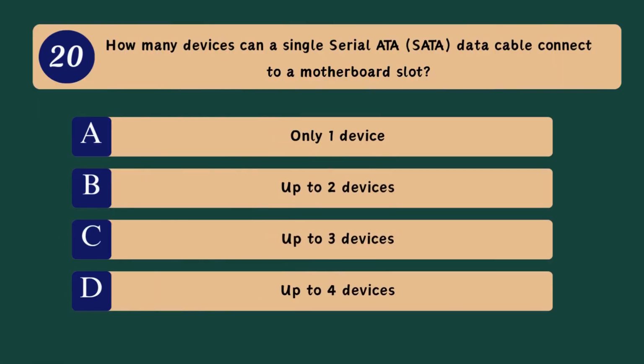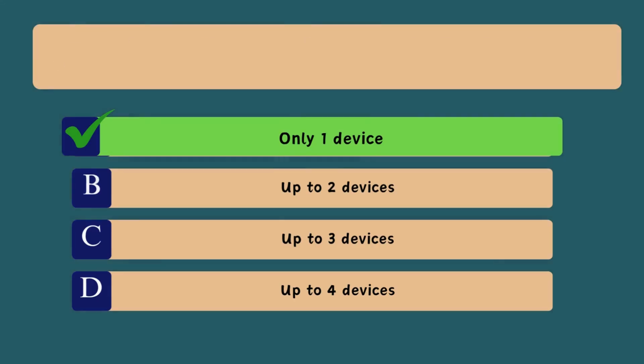Question 20. How many devices can a single serial ATA data cable connect to a motherboard slot? A. Only 1 device, B. Up to 2 devices, C. Up to 3 devices, D. Up to 4 devices. Correct answer, A. Only 1 device.